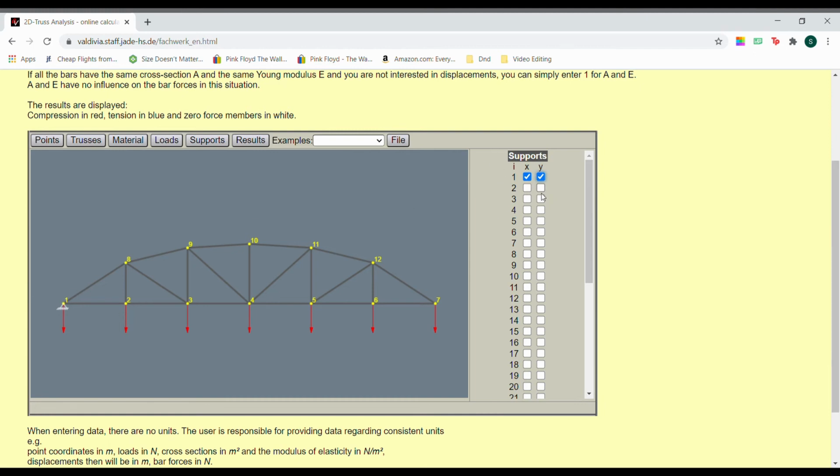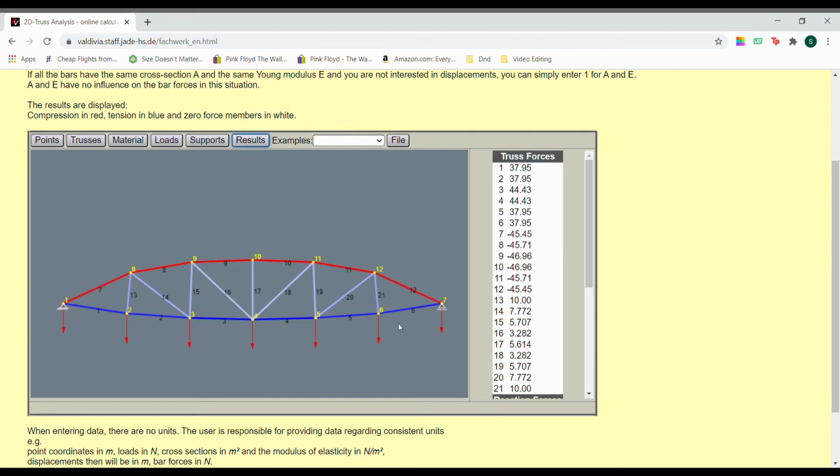And then you got to go to supports and just on this first one, check X and Y. And then on whatever node is your last node over here, just check Y. All right, and then we'll look at our results. Ooh, so it even shows us the deflection. And yep, this makes sense because in our bridge, we had a lot of load on the bottom.